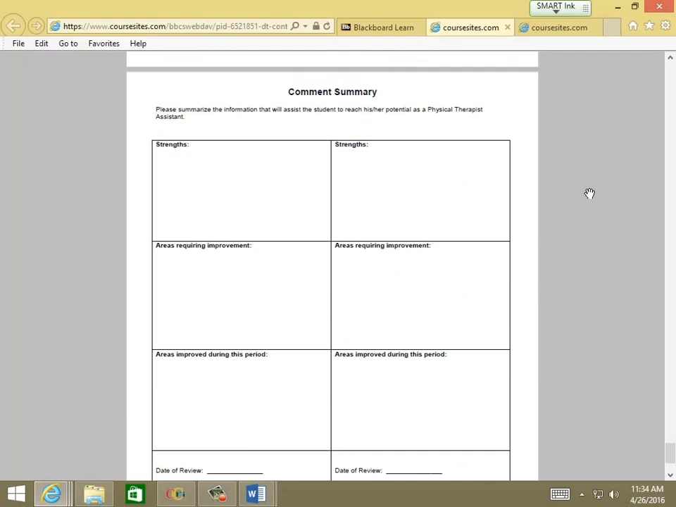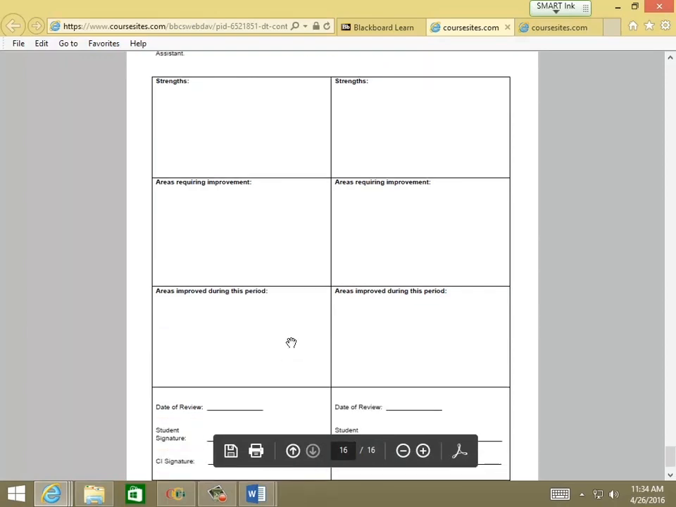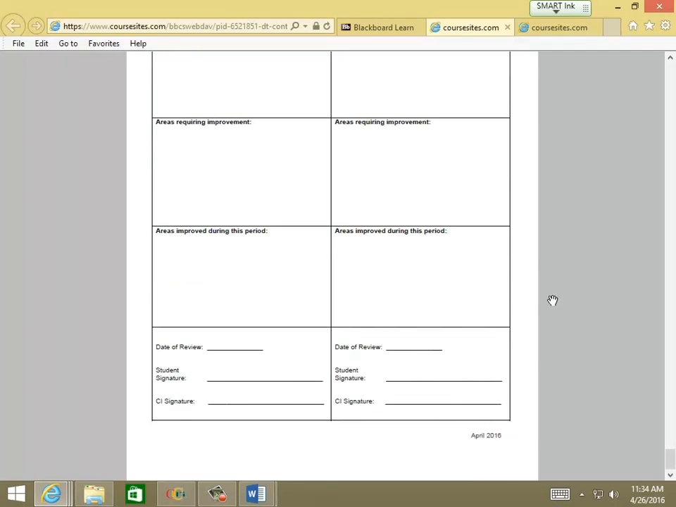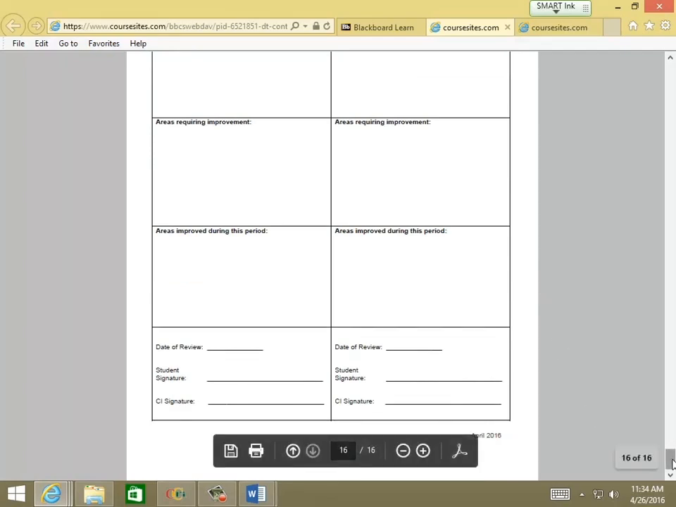At the end, there's a place for you to include some overall comments about the student's strengths, any areas that still require improvement, as well as any areas that did improve over the period between the beginning of the experience and the midterm, or the midterm and the final of the experience.